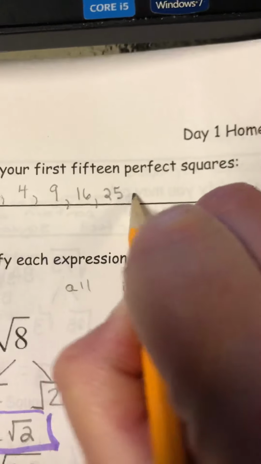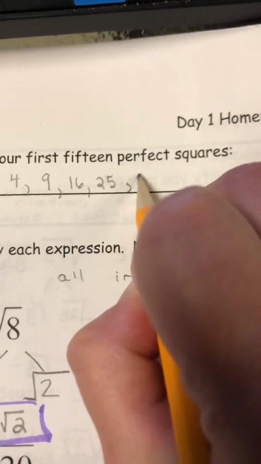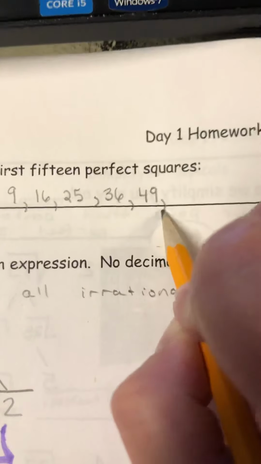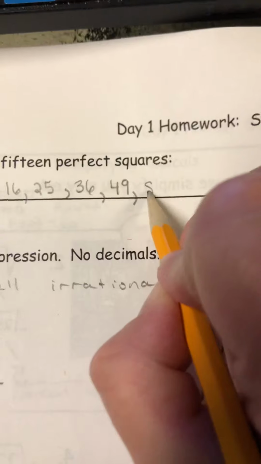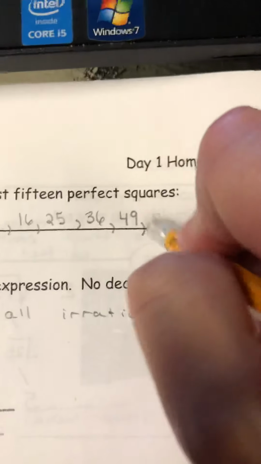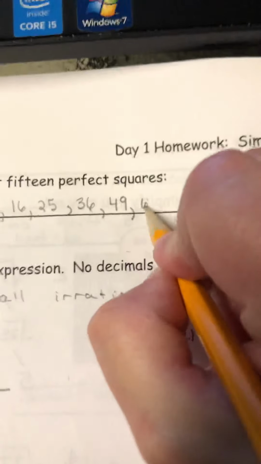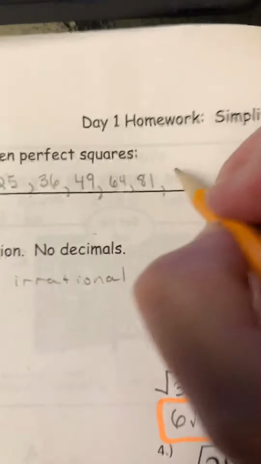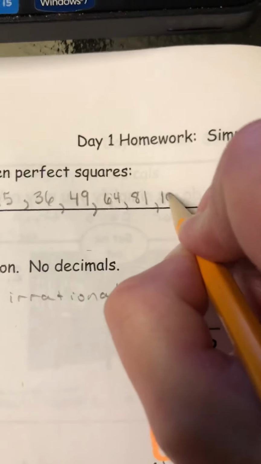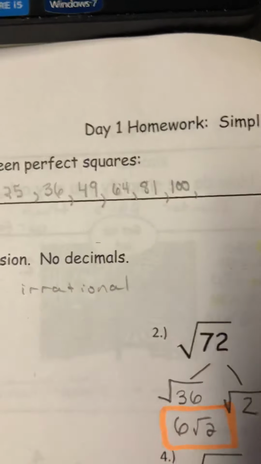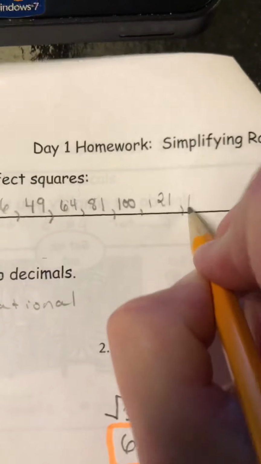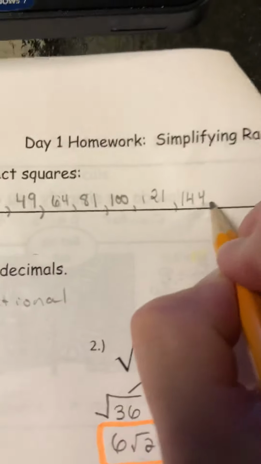5 squared, 25. 6 times 6, 6 squared, 36. 7 squared, 7 times 7, 49. 8 squared, 8 times 8. Ooh, I was going to write 8 squared. Haha, 64. 9 squared, 9 times 9, 81. 10 squared, 10 times 10, 100. 11 squared is 121. 12 squared is 144.